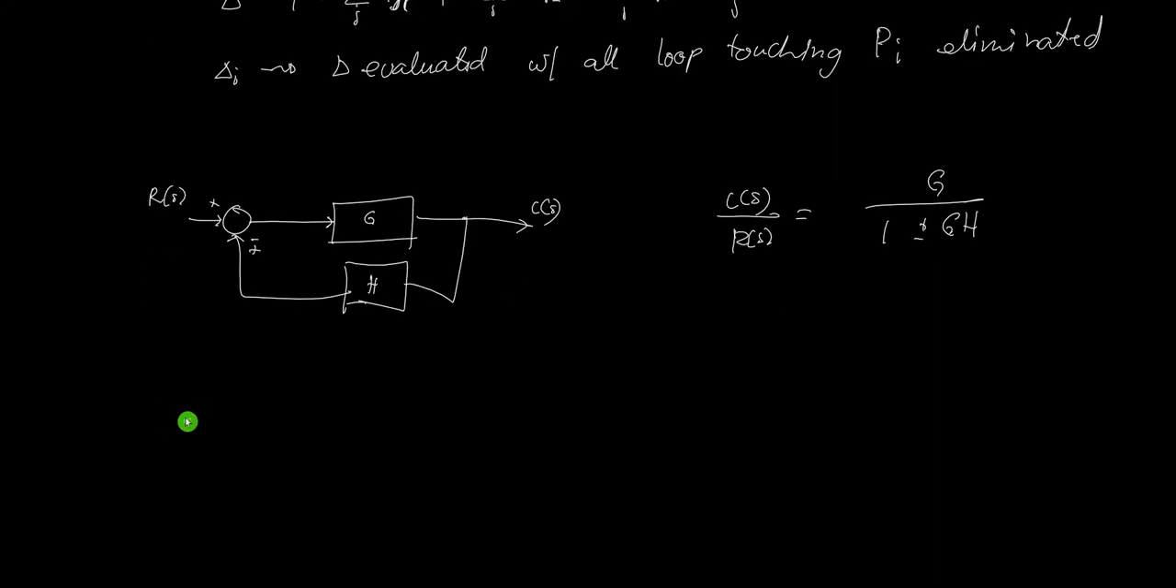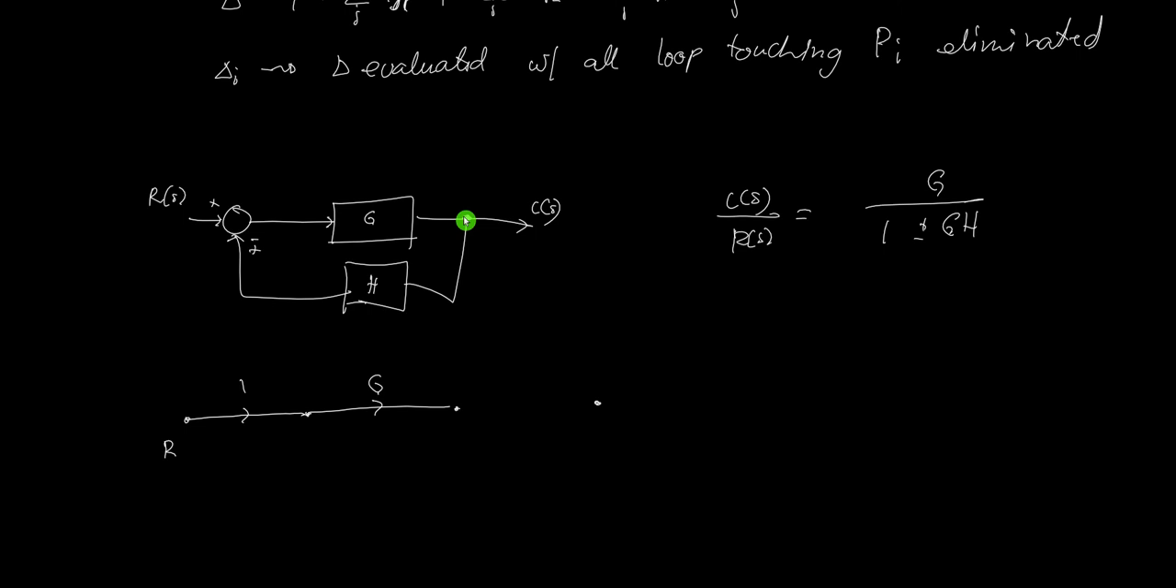So we have 4 nodes, 1, 2, 3, and 4. What are these nodes? The first one is our input R. Then this goes to the second node, the summing point, and there's no block between that input and the summing point. Next, the summing point goes to another point, the takeoff point, and there's a block between the two, and that block is just equal to G.